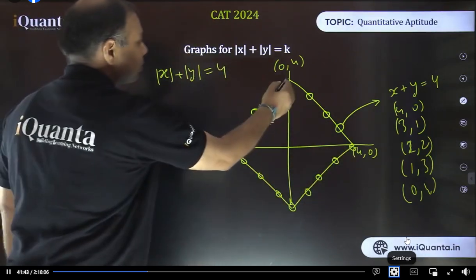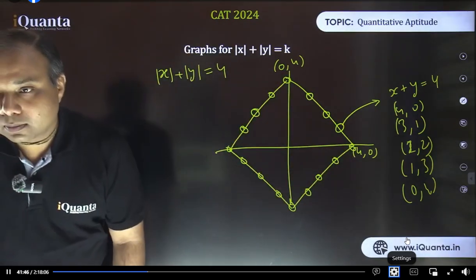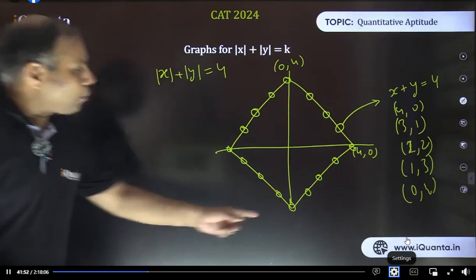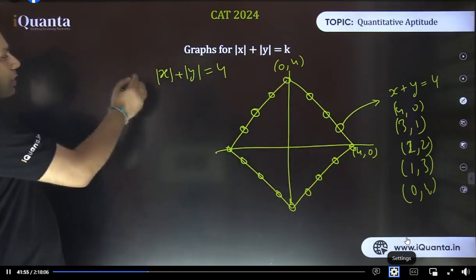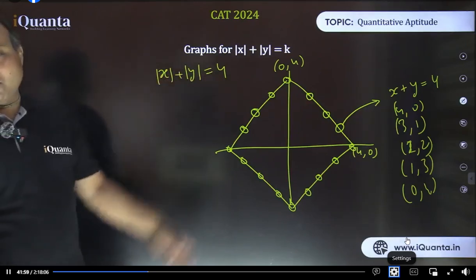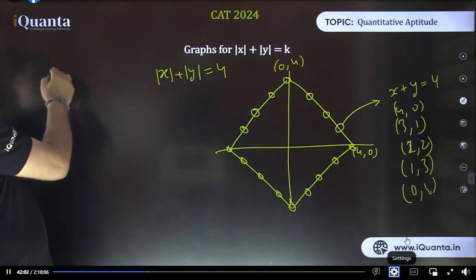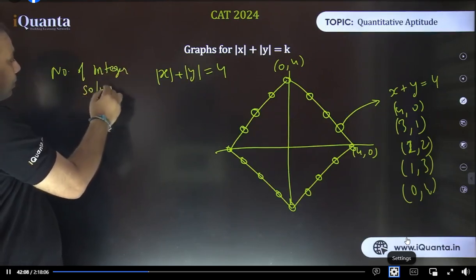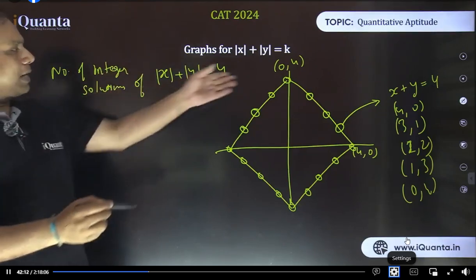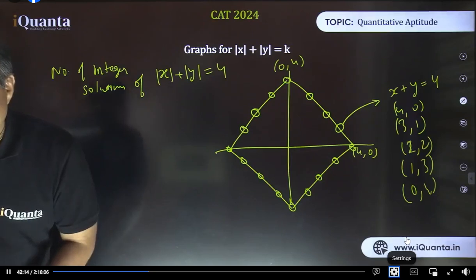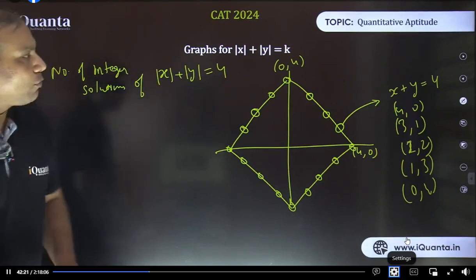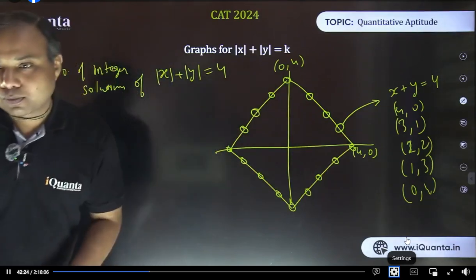Yes or no? So total, how many points are there? How many integer solutions are there for this equation, mod x plus mod y equals 4? Now the question would be like that: number of integer solutions of |x| + |y| = 4. What will be the answer? It is 16, not 12. 16, because we need to consider the boundary values, these corner values also.